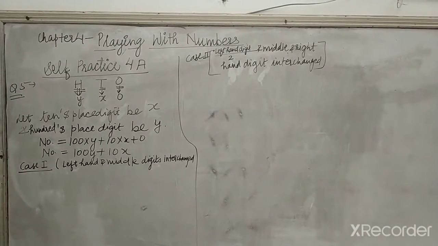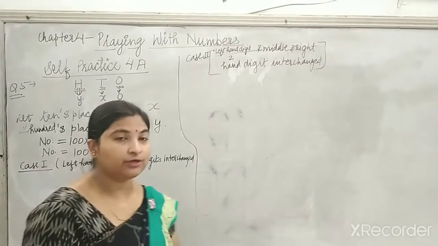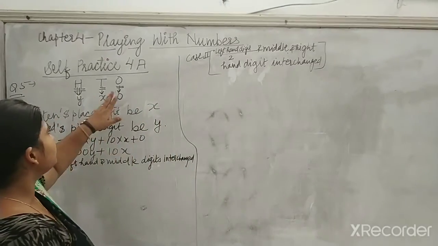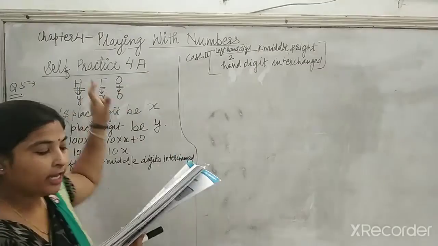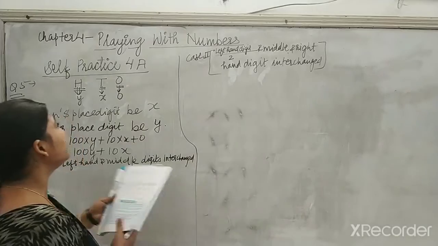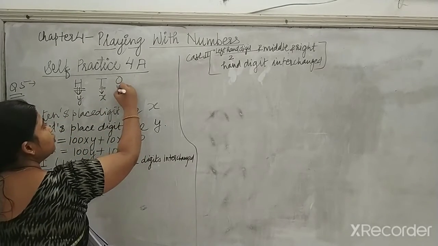Yes, now we will see question number 5. What it says, the number consists of 3 digits. Okay, so if it consists 3 digits, that means it will have ones, tens and hundreds place. Okay, the right hand being 0. What is the right hand? You can see that ones place is the right hand and its value is given to you 0.